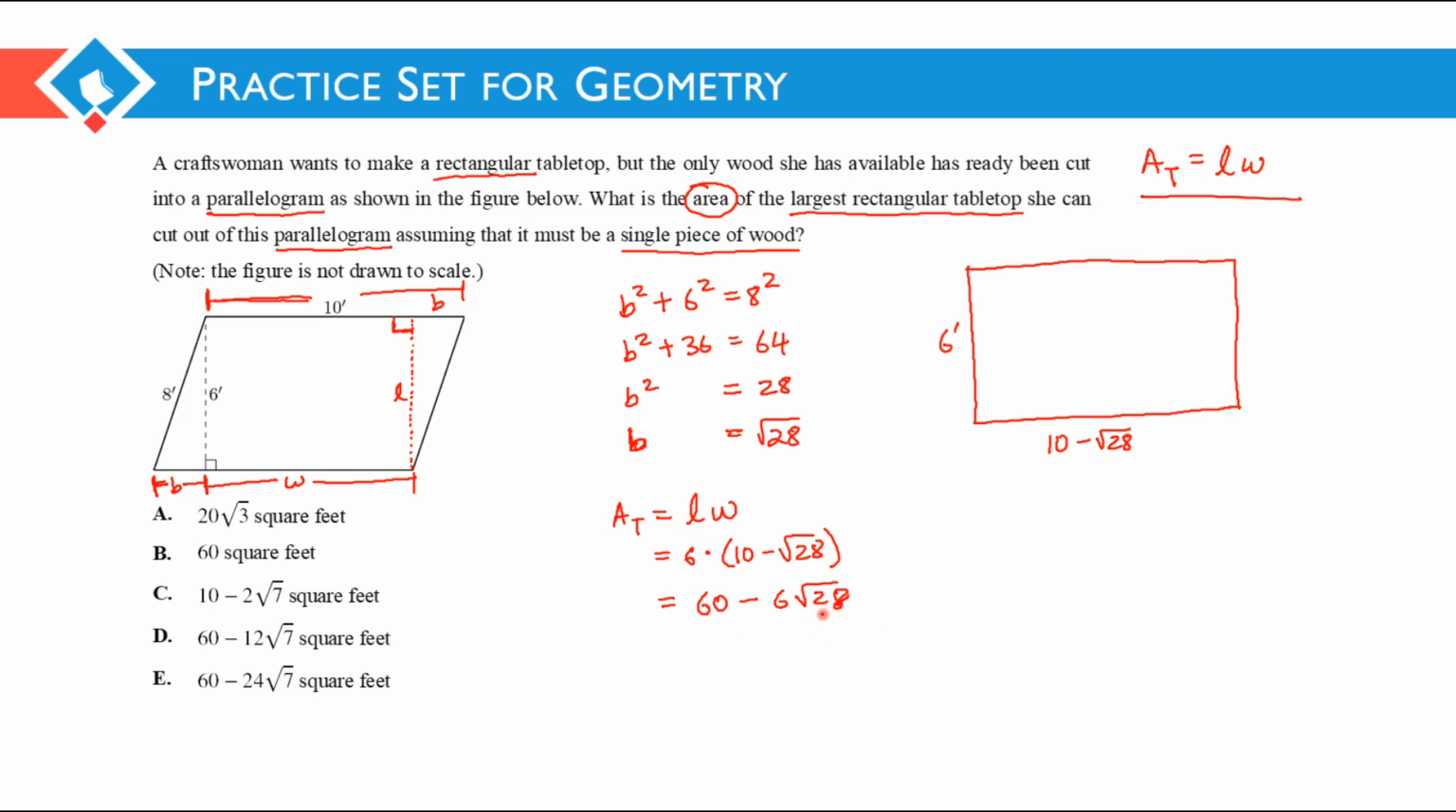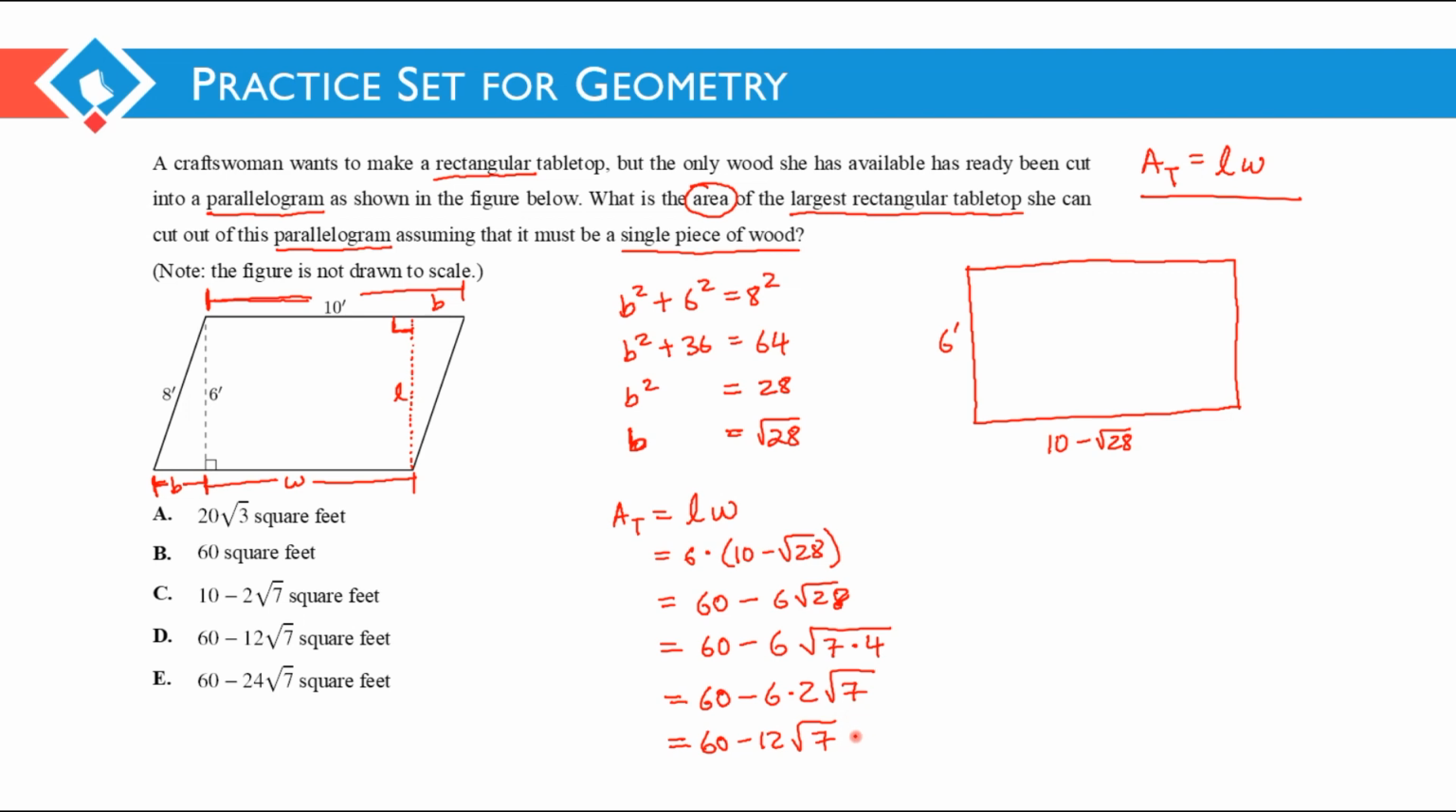I'm going to do that by simplifying this radical over here. So that's going to be equal to 60 minus 6, and here's what I'm going to do. I'm going to write this as square root of 7 times 4. And I can take the square root of 4 and move it to the outside of this radical. So that's going to be equal to 60 minus 6 times 2 square root of 7. Because the square root of 4 is equal to 2, and I can take that out and multiply it by the 6 here. And that gives me 60 minus 12 square root of 7.